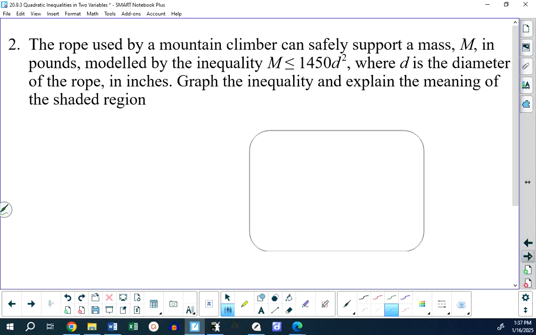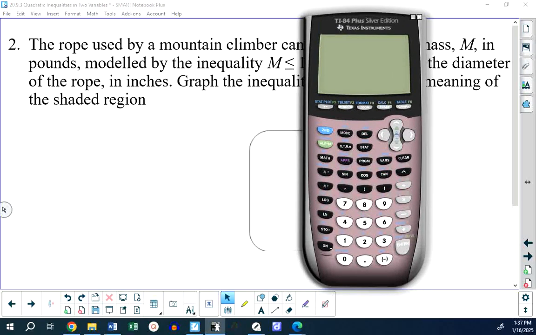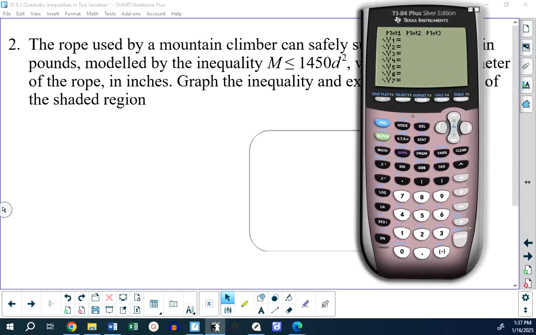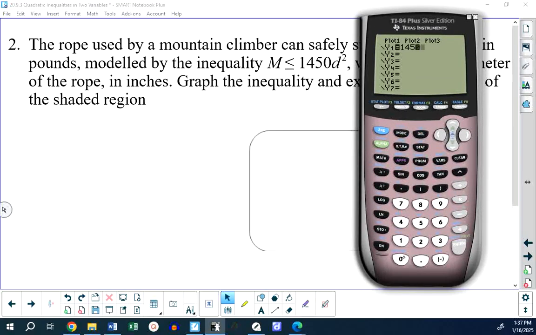Graph the inequality on a graphing calculator and explain what it means. So we're going to start off by putting in y is less than or equal to 1450 x squared. And I know I can't put less than or equal to, but we can shade less than by choosing that option that we talked about yesterday.